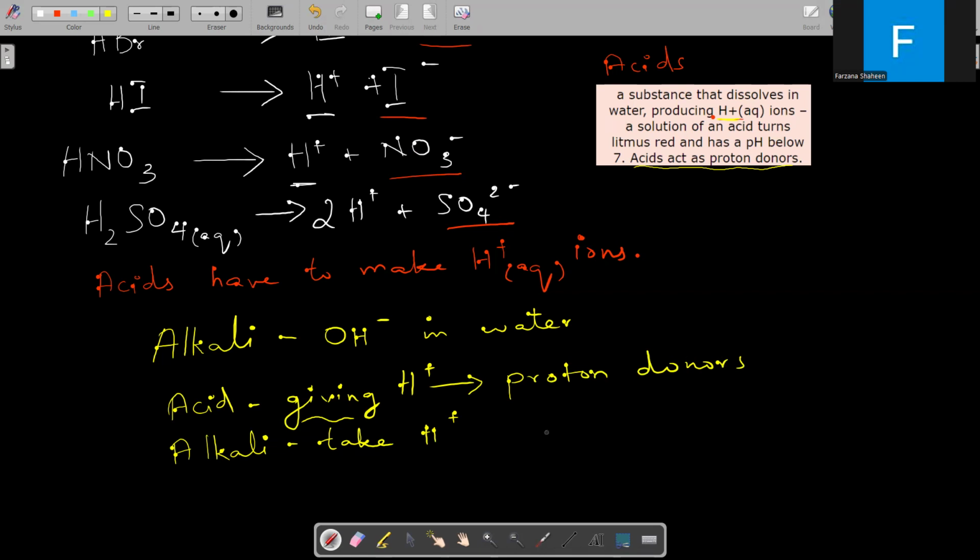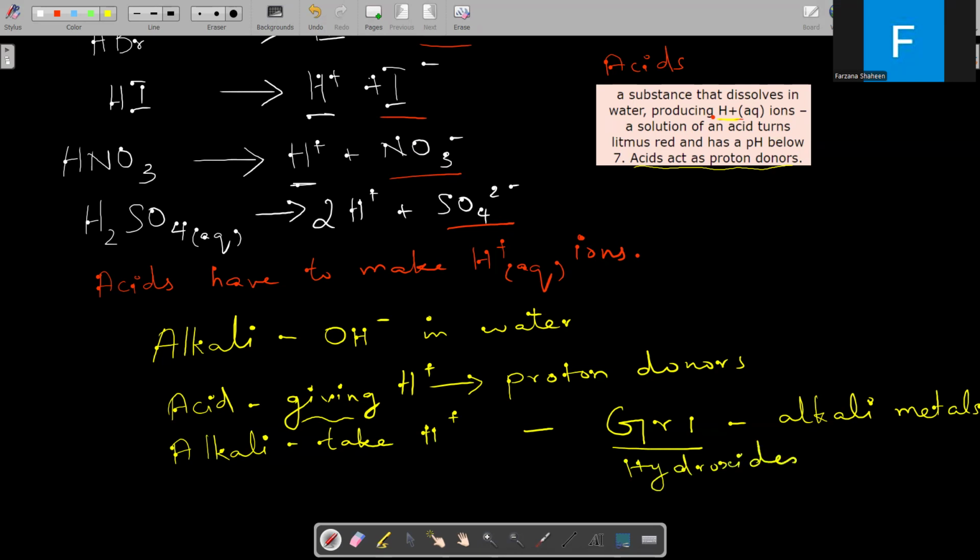Now what are alkalis? I'm sure you can recall the alkali metals, the group 1 elements. What are group 1 elements called in the periodic table? They are the alkali metals. Now what we are going to concentrate on are the group 1 hydroxides, which are very soluble. They are highly soluble in water.